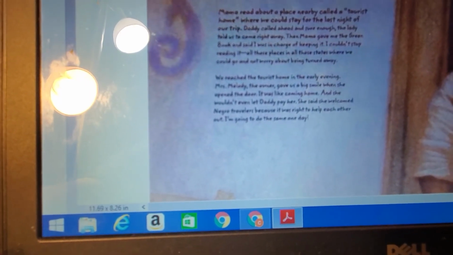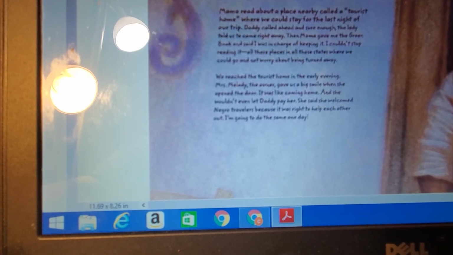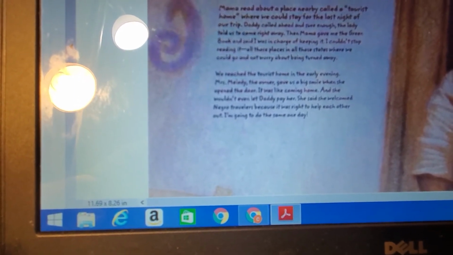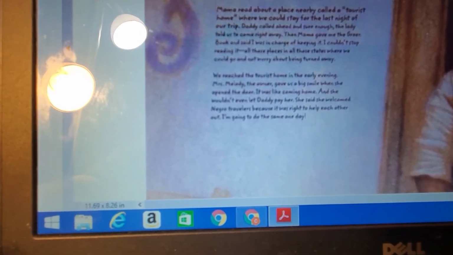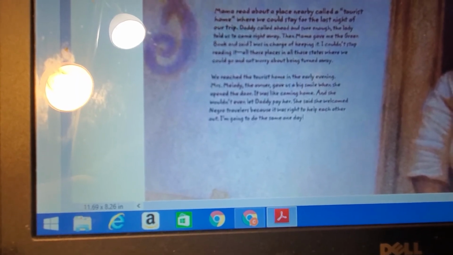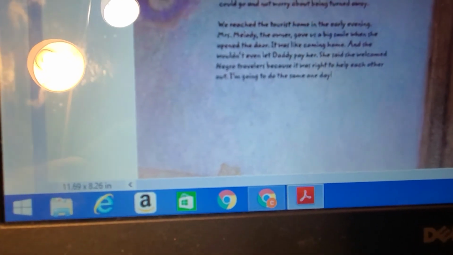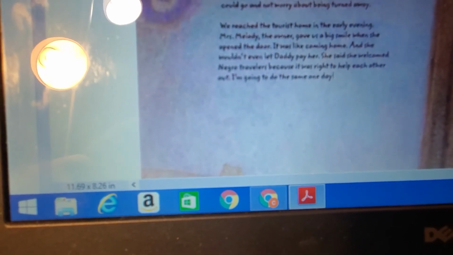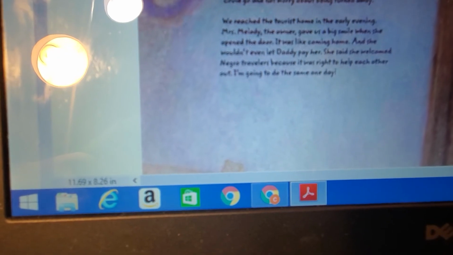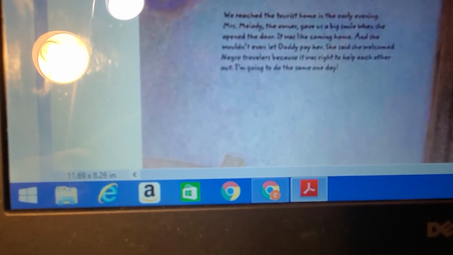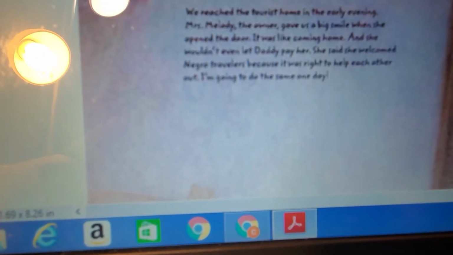So let's keep reading. And she wouldn't even let Daddy pay her. Interesting. So not only was it like coming home, but Miss Melody, who was the owner of the establishment, wouldn't even let her daddy pay to stay there. It's like staying there for free. She said she welcomed Negro travelers because it was right to help each other out. I'm going to do the same one day. And I'm going to do the same one day, is what Ruth says.